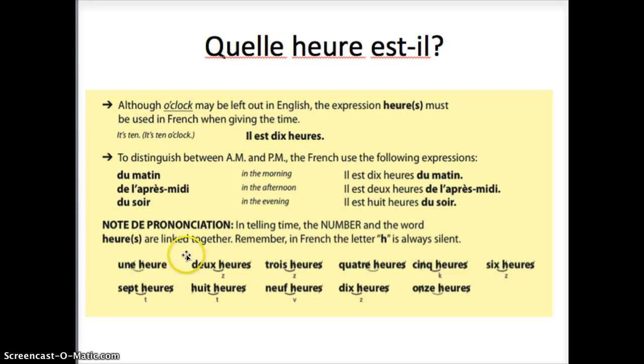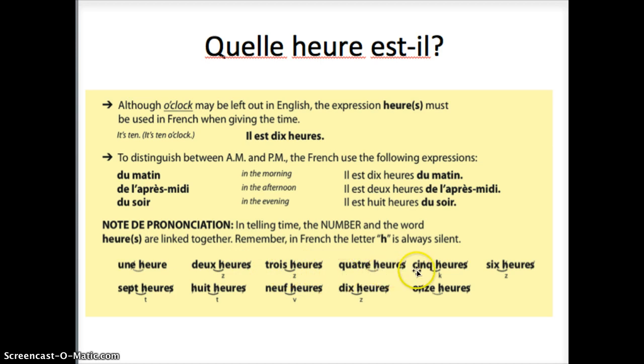Okay, a little bit of pronunciation now, because the liaison is very important here. And if you want to sound French, you need to pay attention to those liaisons. So, listen carefully. 1 heure, 2 heures, and you got the sound. So when you have an X at the end of a word, you need to pronounce it z. 2 heures, 3 heures, same with the S.